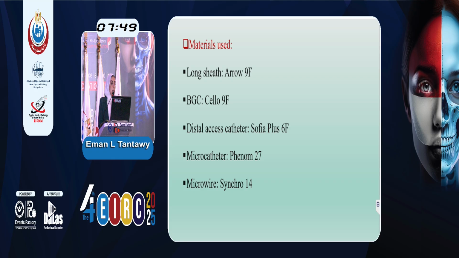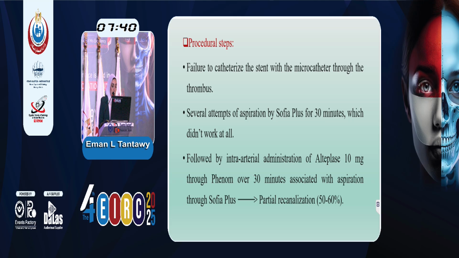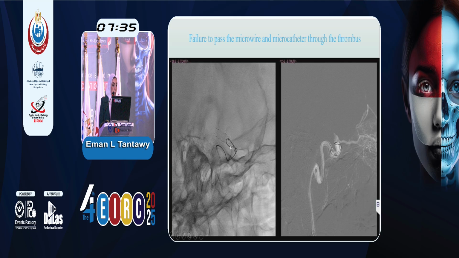We used a 9F long sheath, then a balloon-guided catheter, a Sophia Plus distal access catheter, a Phenom 27 microcatheter and a 014 thin wire. It was very difficult to catheterize the stent and pass the microcatheter through the thrombus. As you can see, the microcatheter and the microwire were not able to cross inside the FRED itself. With many trials, we tried to aspirate with the Sophia for about 30 minutes, but it wasn't successful.